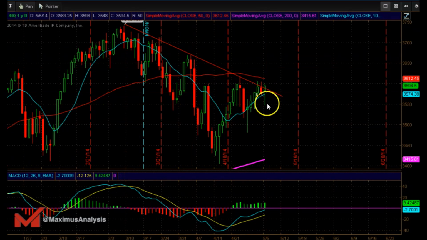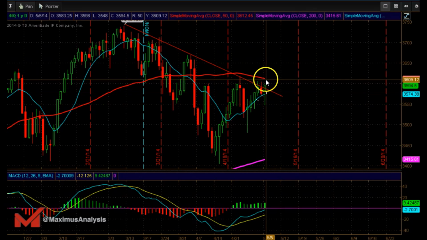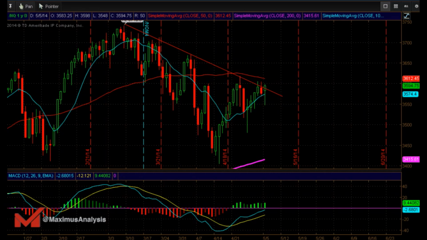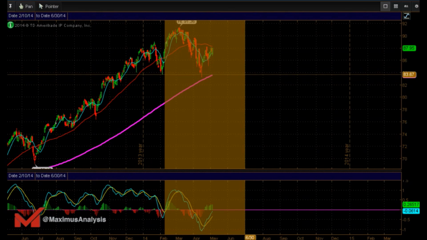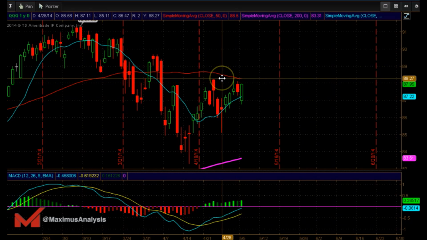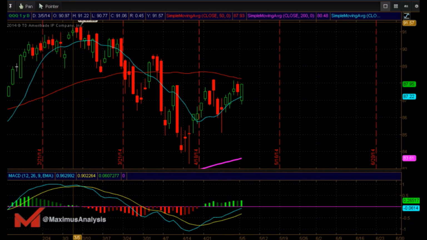You see this downtrend line we are testing. We have bullish MACD. We're above the 10. We need to get above this 50, and then we need to get above this 36.18 level. If you look at the QQQ, it does look a little bit better as far as the gap down engulfing. But again, we are above, bullish MACD. We want to get above this 88.27 level.